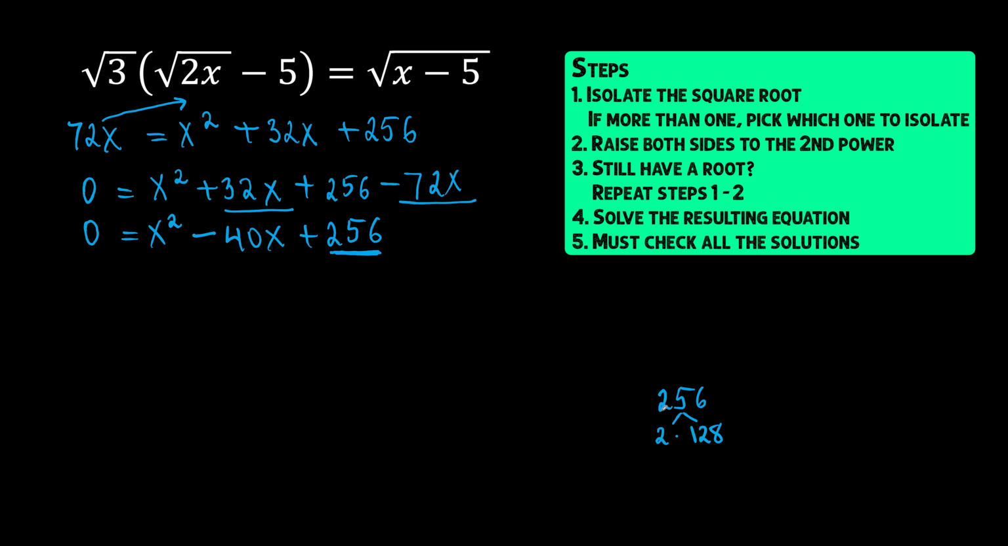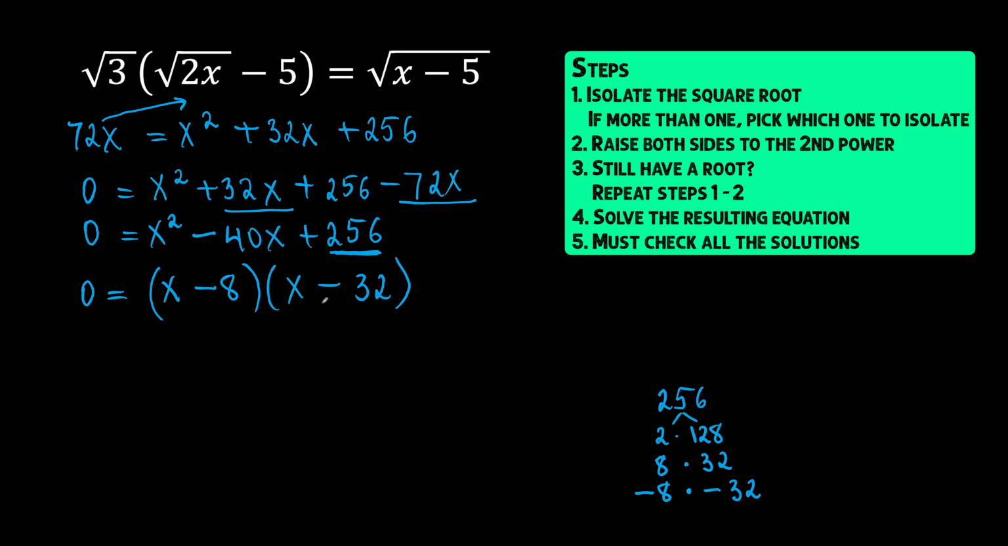How about I divide 256 by 8 using a calculator? So 256 divided by 8 will be 32. And it looks like 8 plus 32 will give me a 40. But I need negative 40. So I will use negative 8 times negative 32. So we have 0 is equal to, set up the parentheses, x minus 8 times x minus 32.